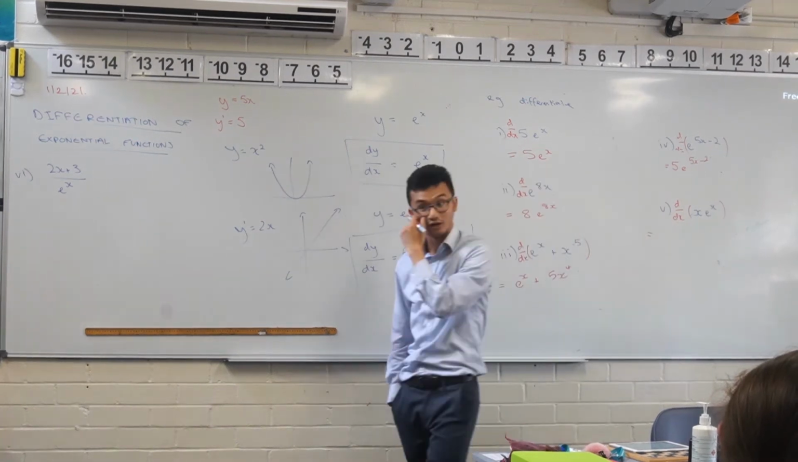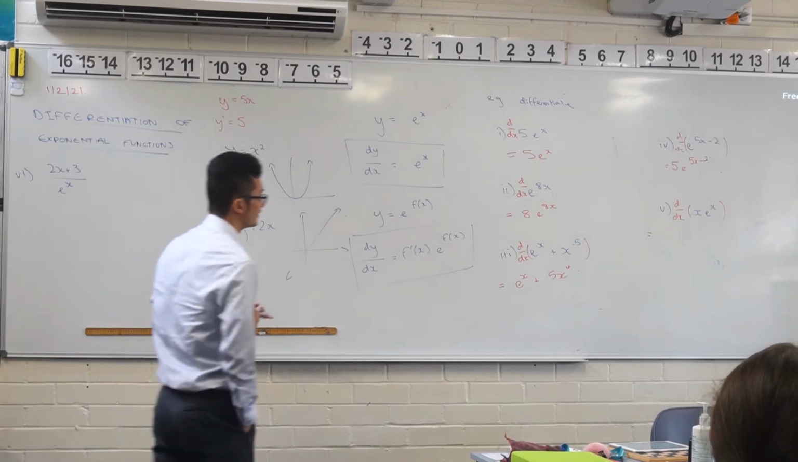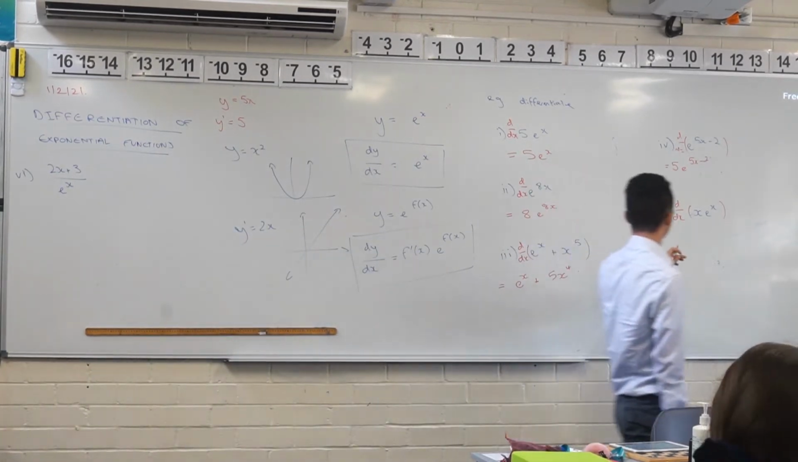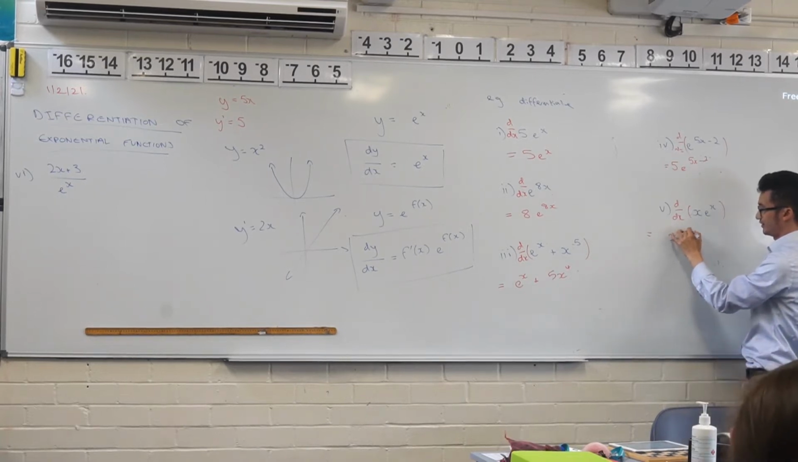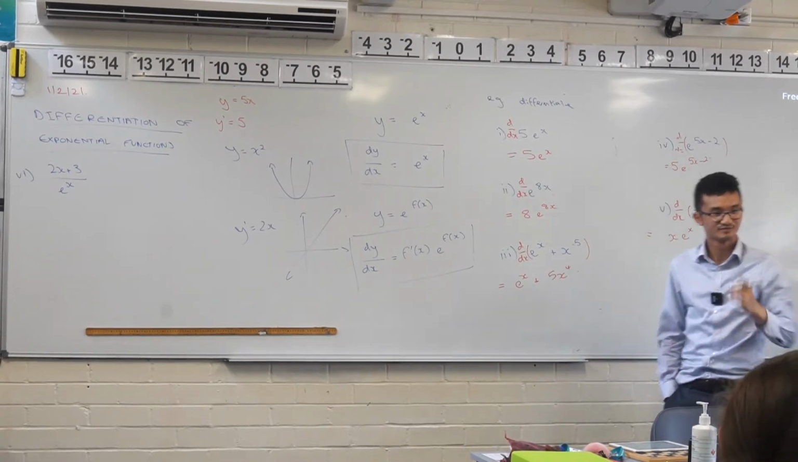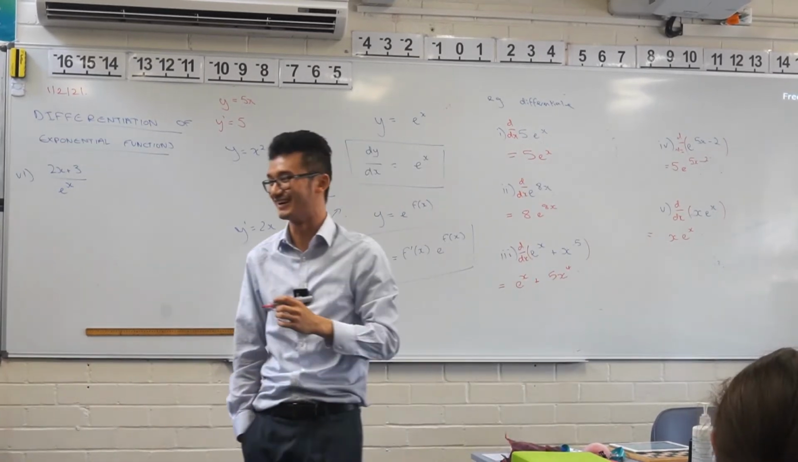All right, this one over here, I'm going to pick on Sean. Wouldn't it just be the same? Yeah, what do you reckon? So it would be x to the e to the power of x. Yeah, like that. Happy with that? I see some nodding. Yep, that's what we want to see. All right, moving on to the next one.